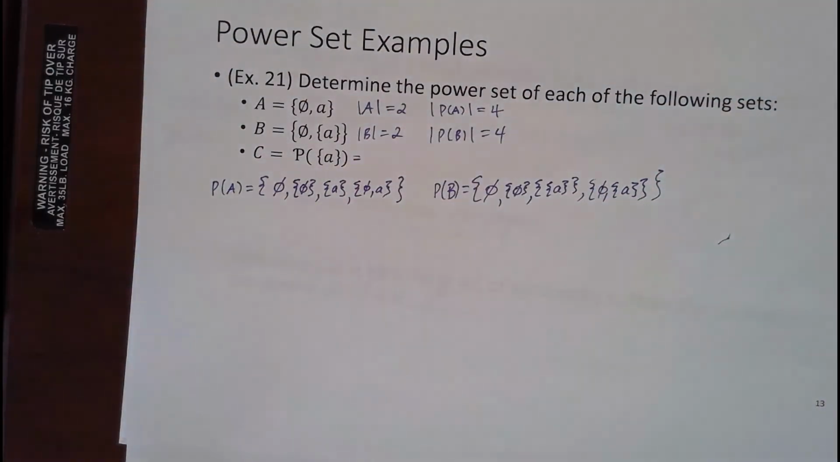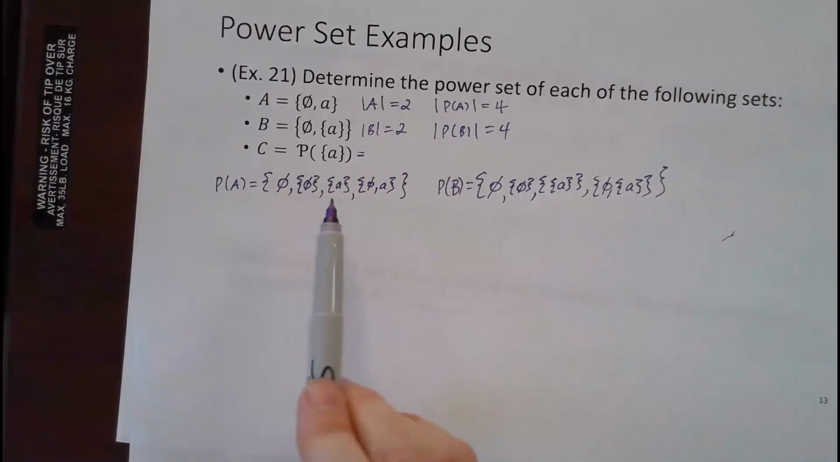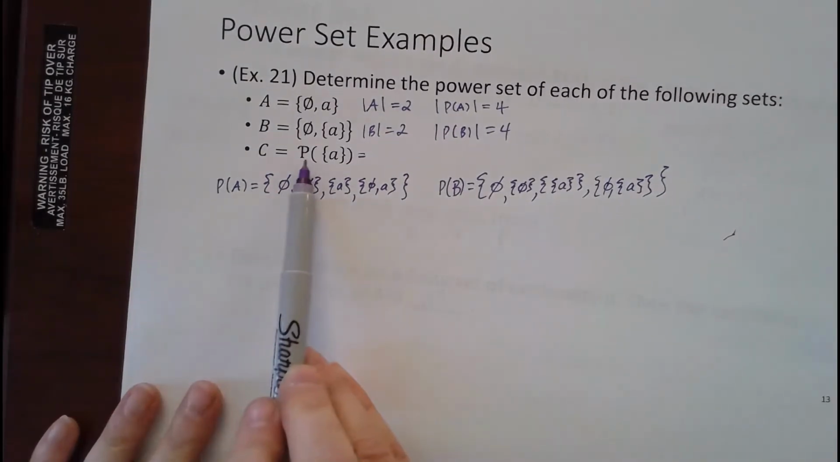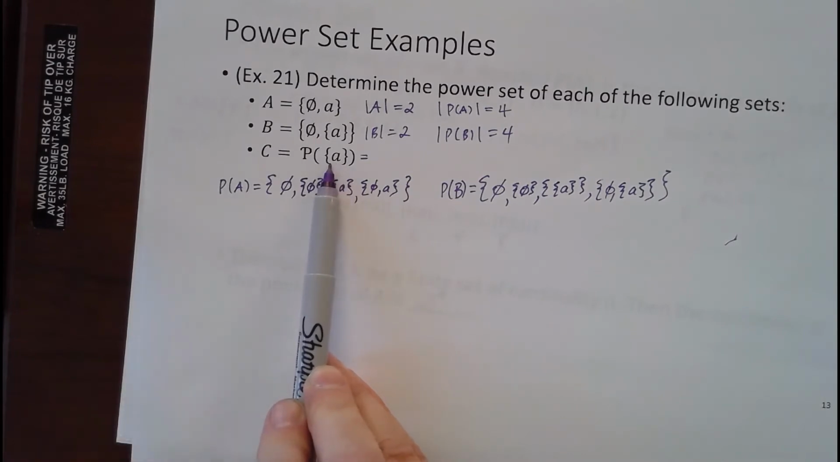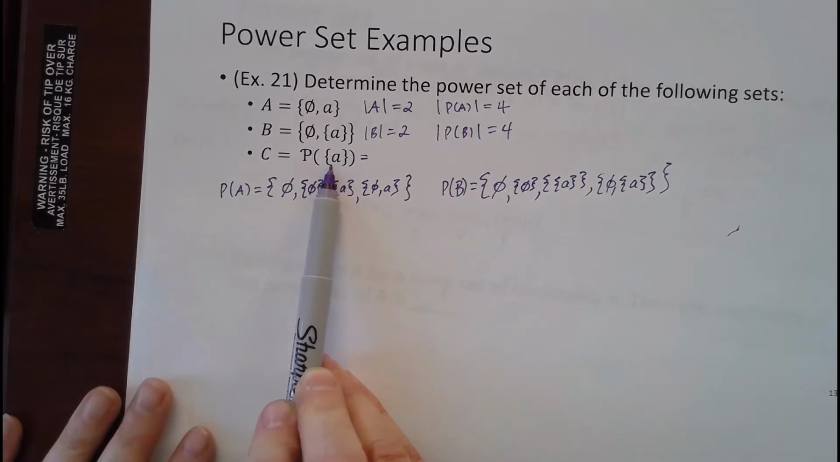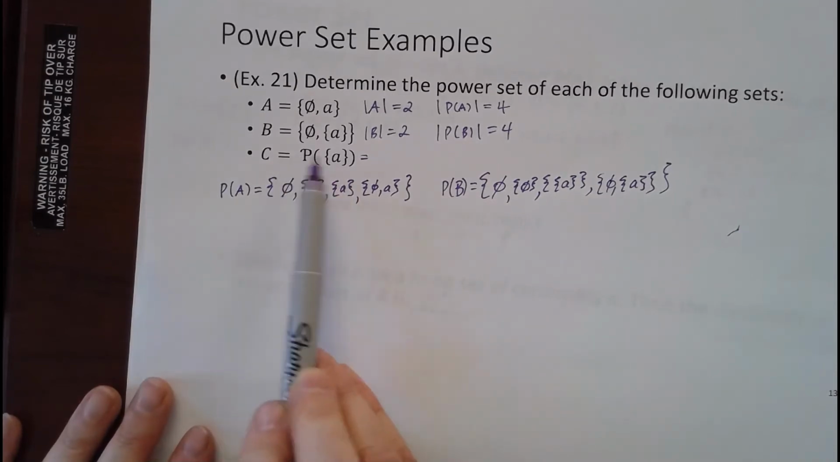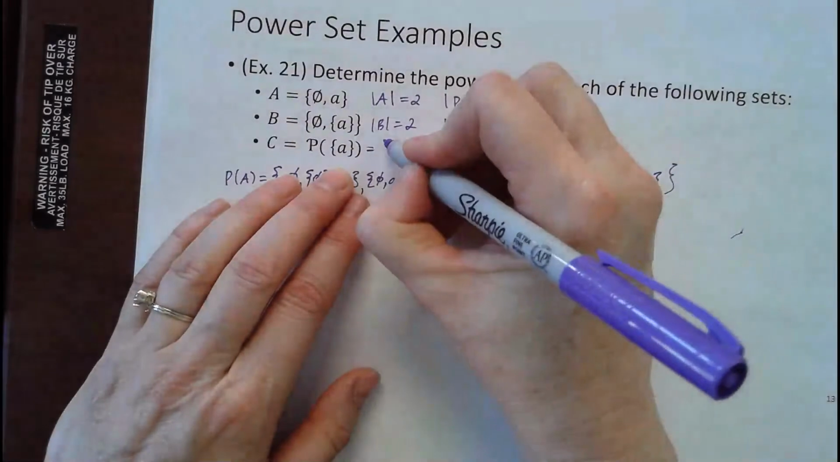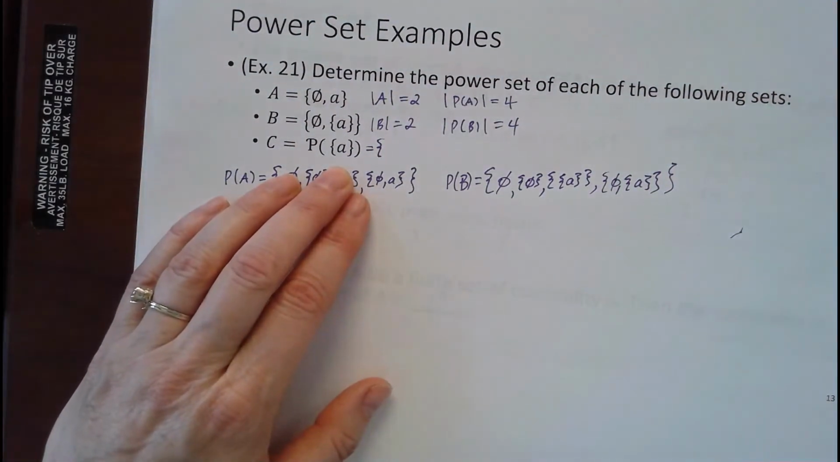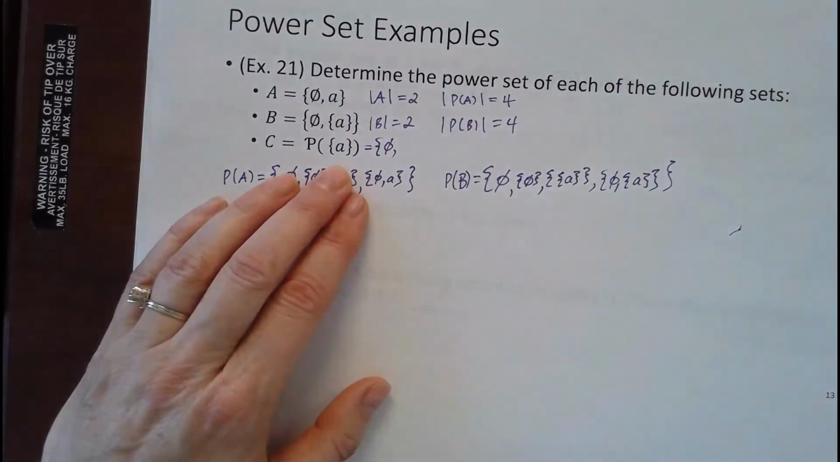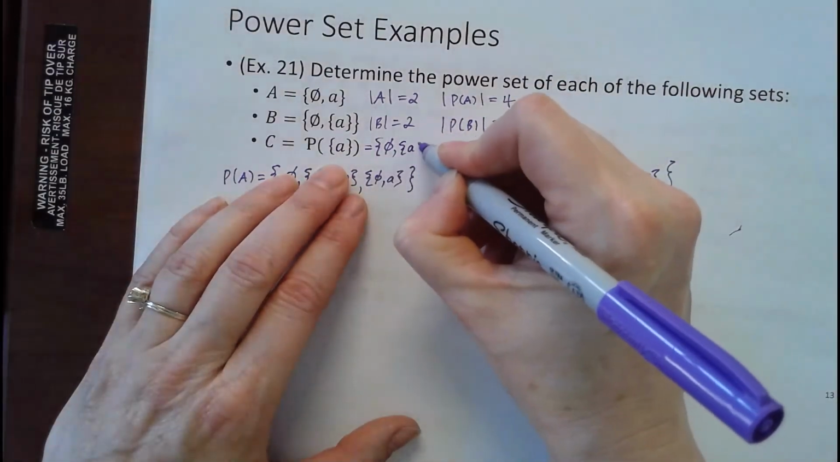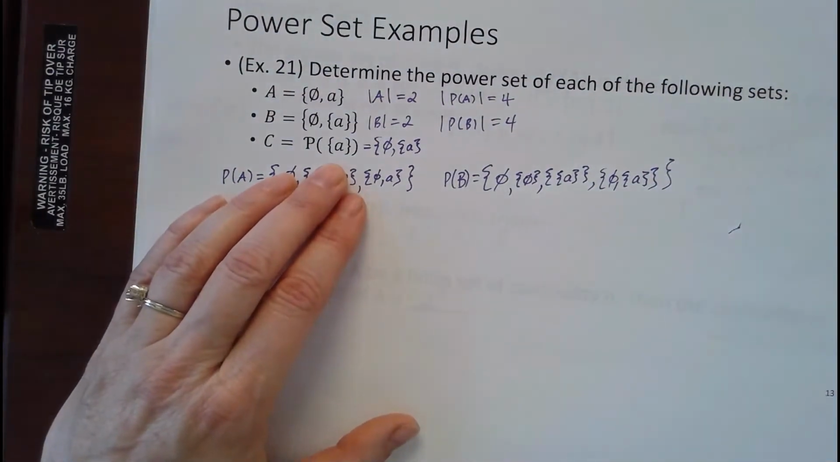So if I want to do the power set of C, which is itself a power set, it might be easier for me to first list out what is in the power set of the set containing A, and after I have that, I can figure out what the power set of that is. So the power set of the set containing A: start with subsets of size 0, there's only one of those. And then subsets of size 1, there's only one of those, and then we're done.